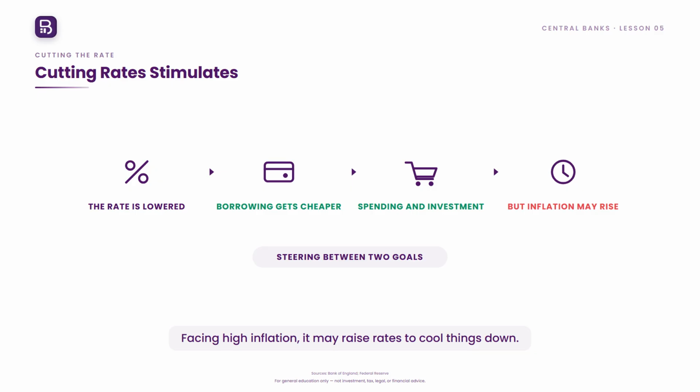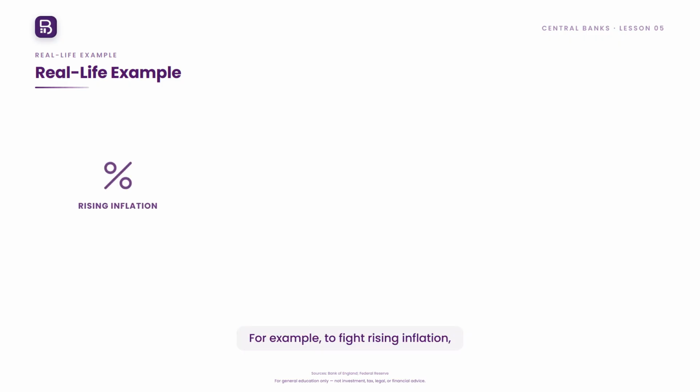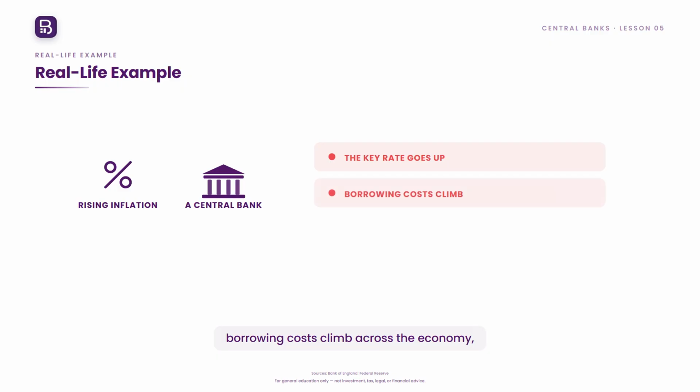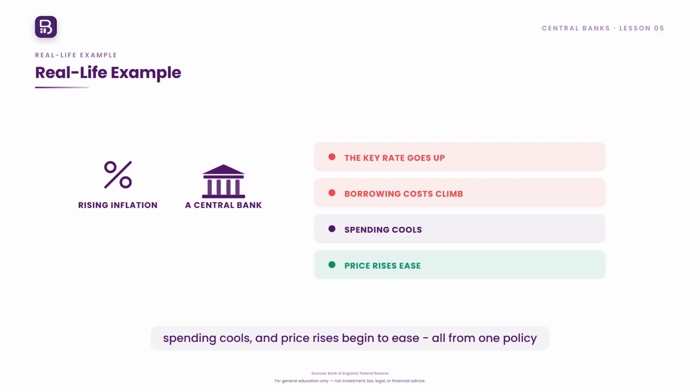Facing high inflation, it may raise rates to cool things down. Facing a weak economy, it may cut rates to encourage activity. For example, to fight rising inflation, a central bank raises its key rate, borrowing costs climb across the economy, spending cools, and price rises begin to ease, all from one policy decision.